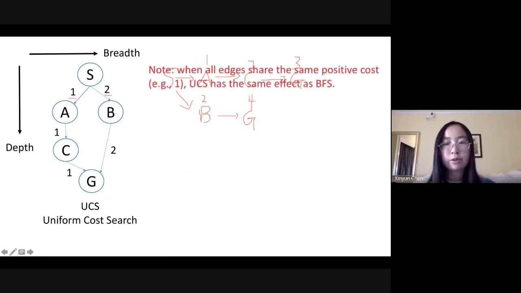One important observation is that when all edges share the same positive cost, UCS has the same effect as BFS. Because for BFS, we can think of it as prioritizing the search of shallow nodes first before it explores deeper nodes. So if all edges have a weight of 1 or 2 or the same number, then they will have the same effect.